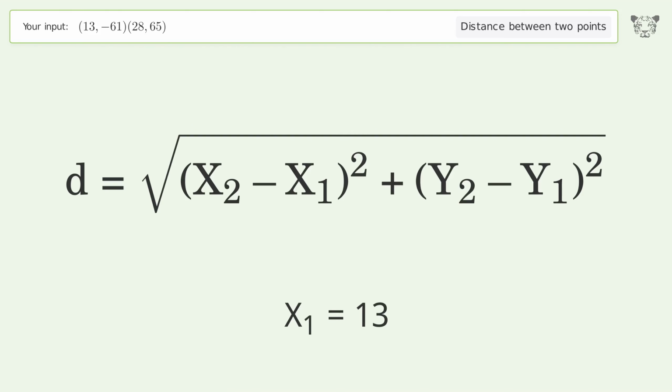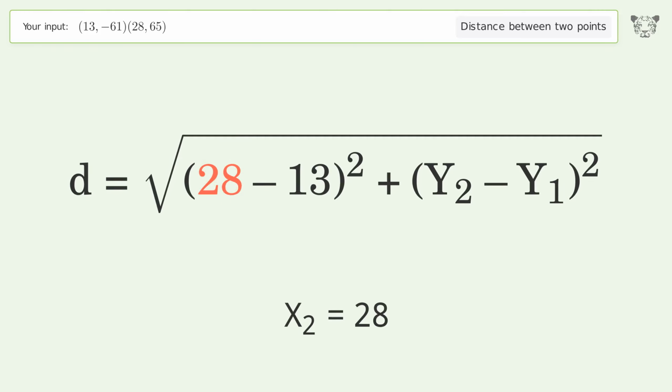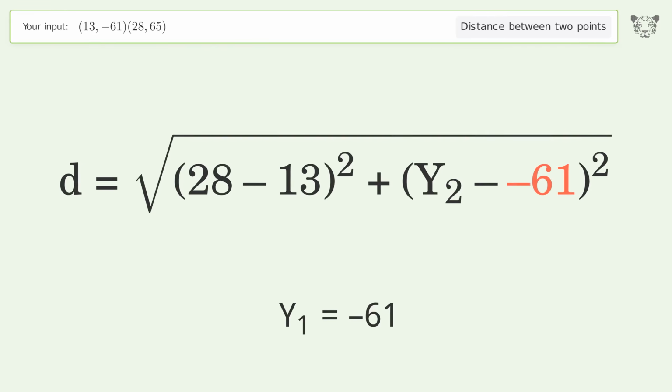x1 equals 13. x2 equals 28. y1 equals negative 61. y2 equals 65.